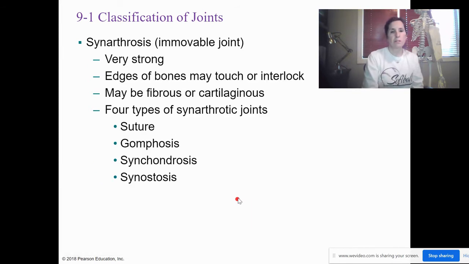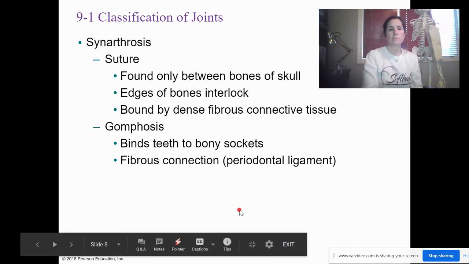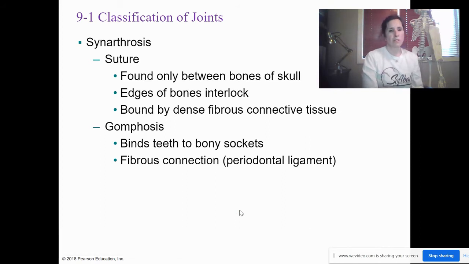So synarthrosis, like I said, think about where your frontal bone and your parietal bones come together. You can think of how the edges of the bones come together in a suture. It could be fibrous, it could be cartilaginous. You have sutures, gomphosis, you have those in the gums, synchondrosis, and synostosis. So your sutures are synarthrosis.